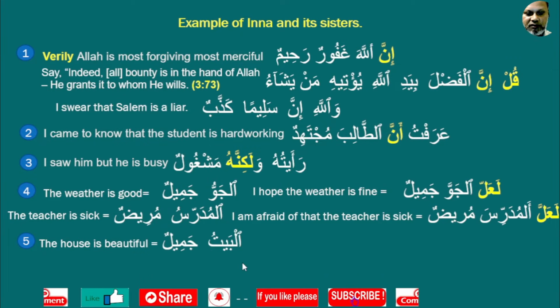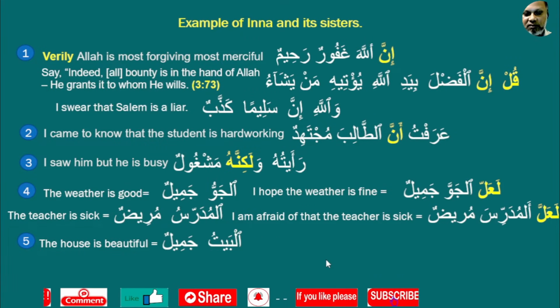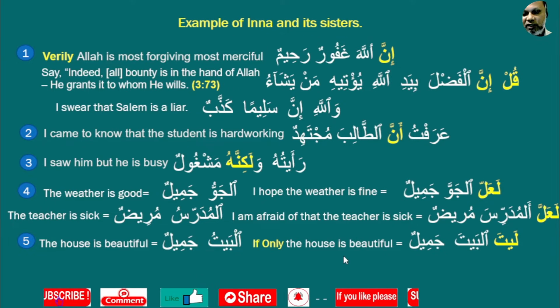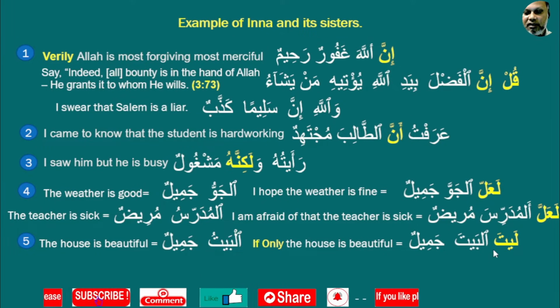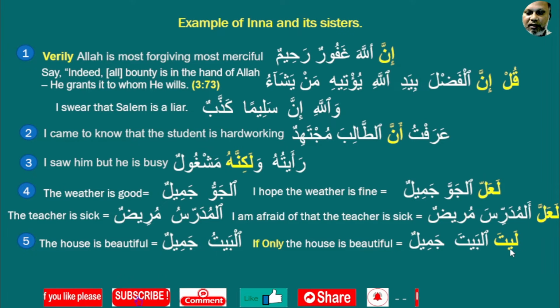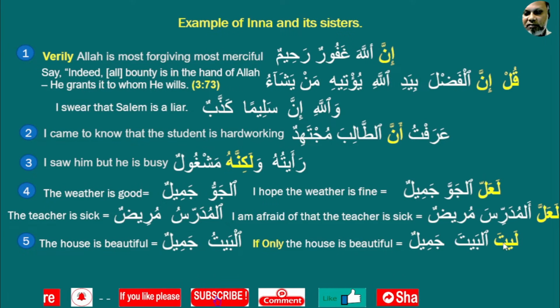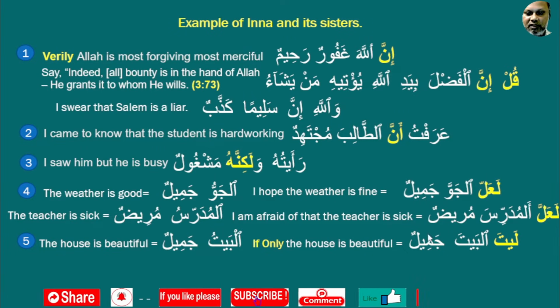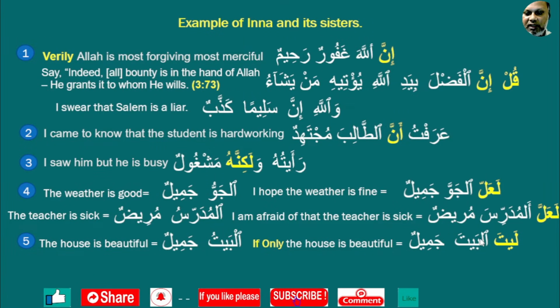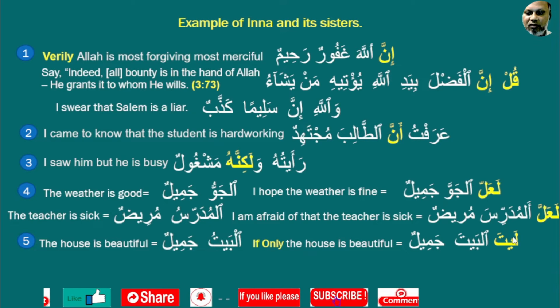The house is beautiful. Al-baytu jamilun. But if you want to say if only the house were beautiful, then laita comes in. Laita means if only. Laita al-bayta jamilun. Al-baytu becomes al-bayta because this is the same group as inna.